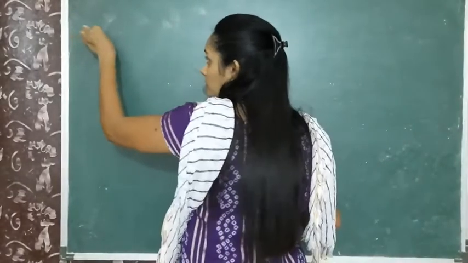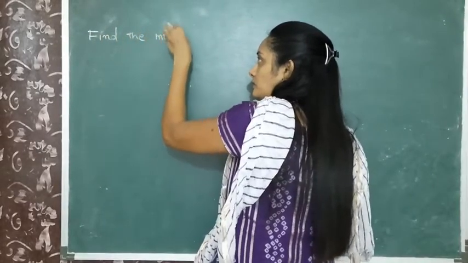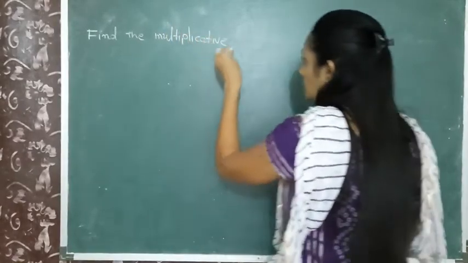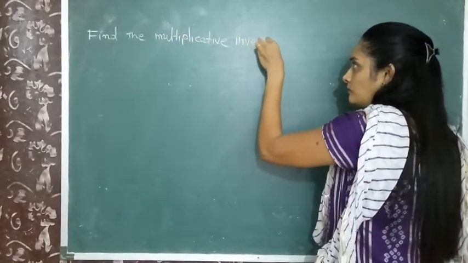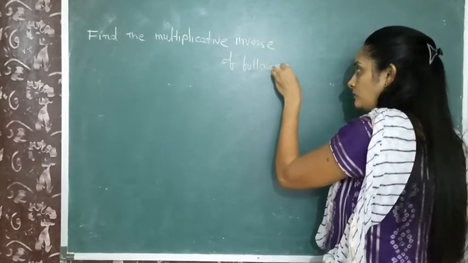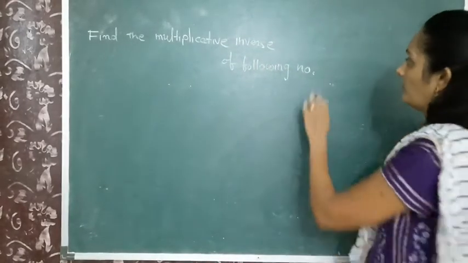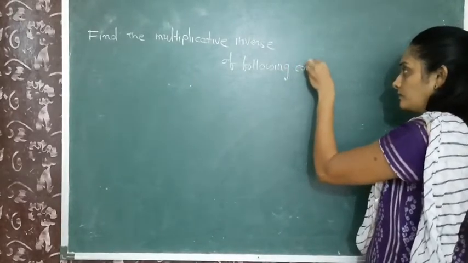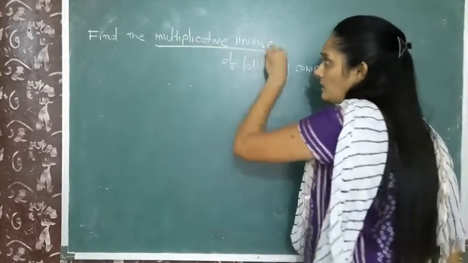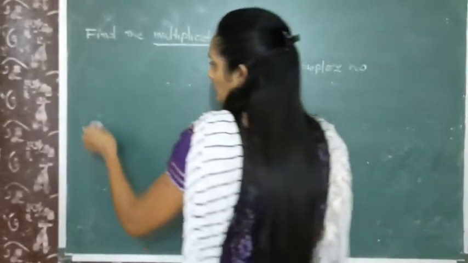Find the multiplicative inverse of the following complex numbers. Okay, now what do we have to find for all the given numbers? The multiplicative inverse.